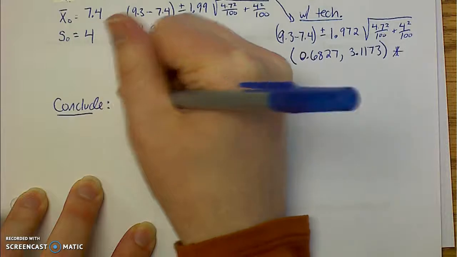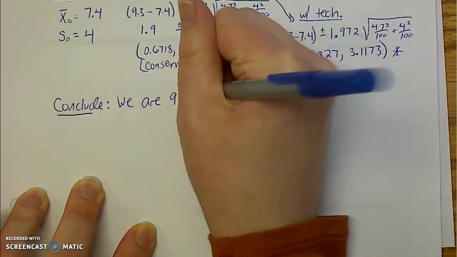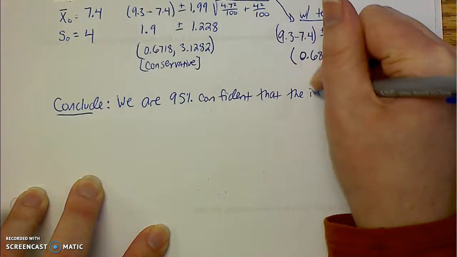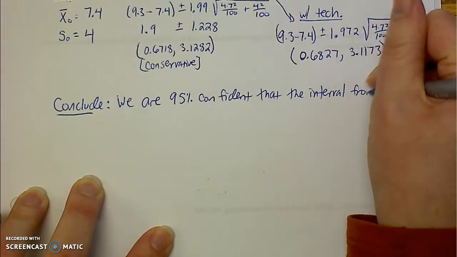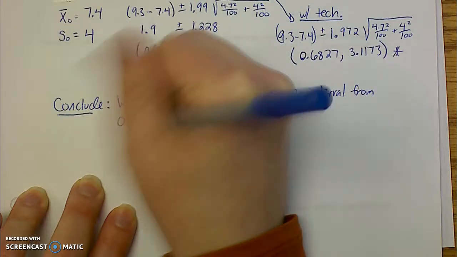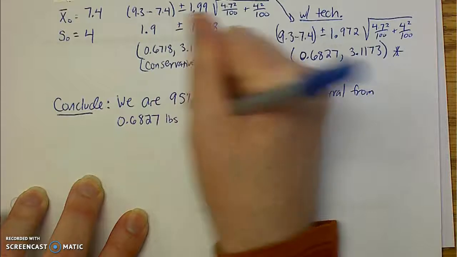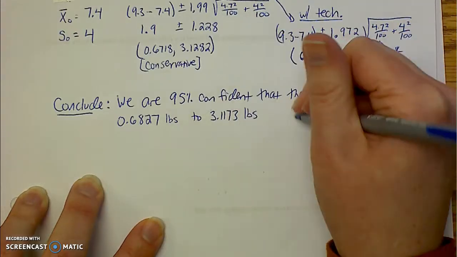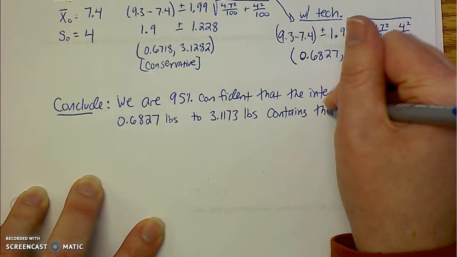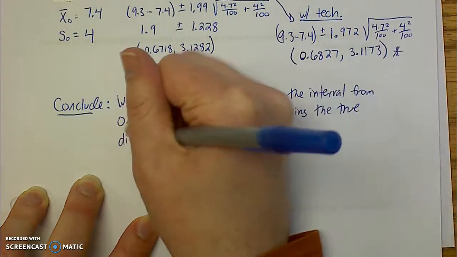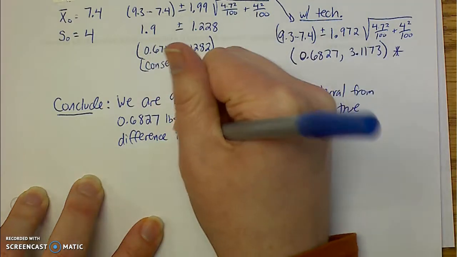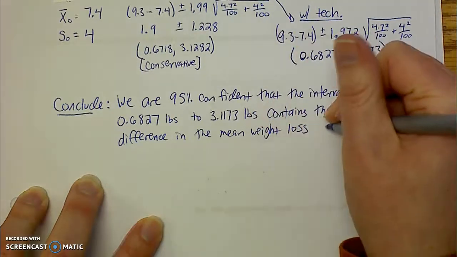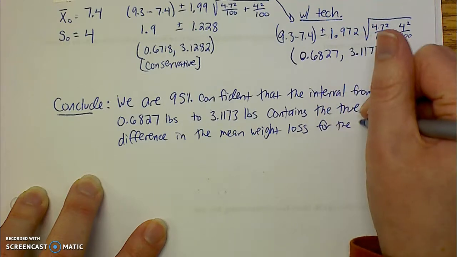So, conclusions for confidence intervals always start the same way. We are 95% confident that the interval from 0.6827 pounds, I'm including units here since it's means, to 3.1173 pounds contains the true difference, because we're talking differences here, the true difference in the mean weight loss for the two diets.